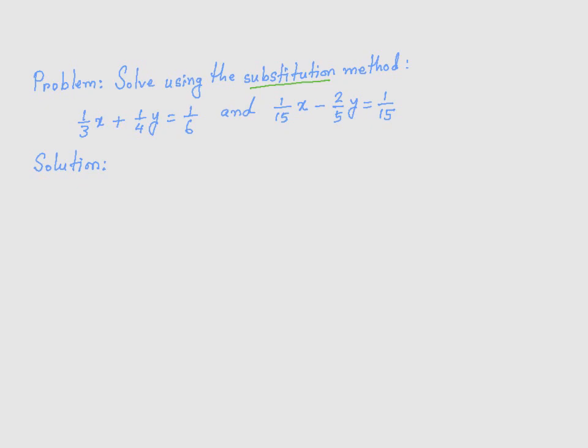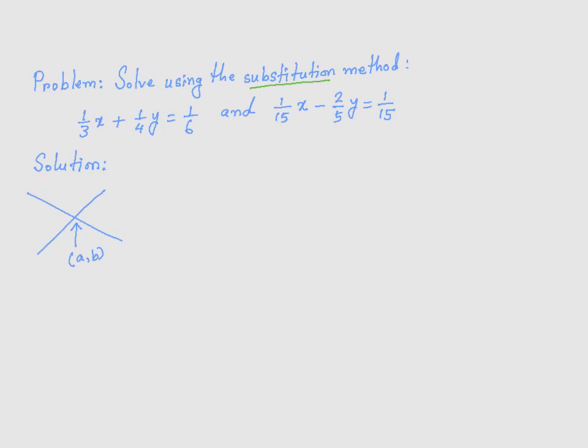Before we go further, let me just outline what it means to solve a system of linear equations. Let's say I have an equation that's represented by this line, another equation that's represented by this line. Then solving the system of linear equations means finding the coordinates of the point of intersection. That's what it means. It's always the case.